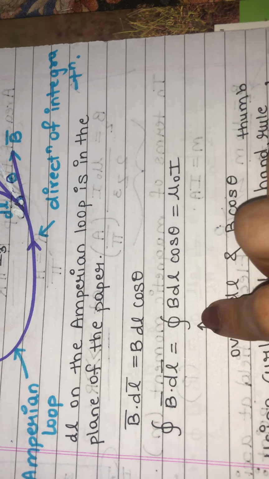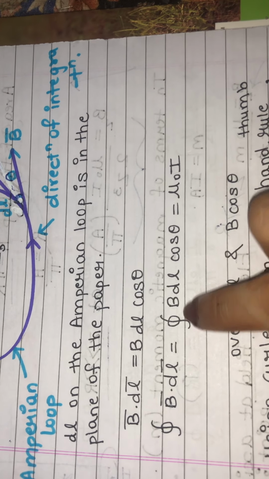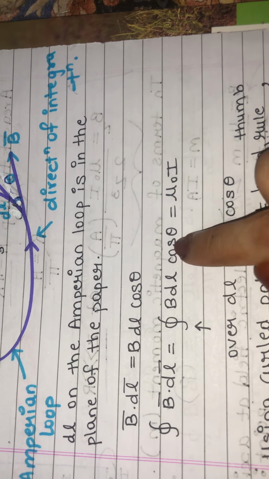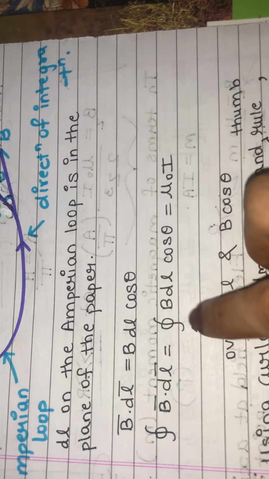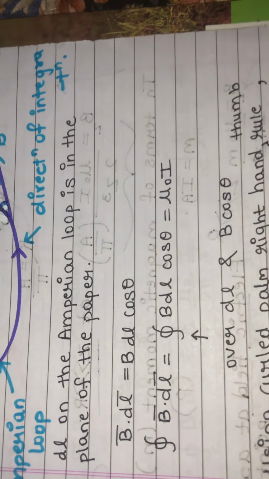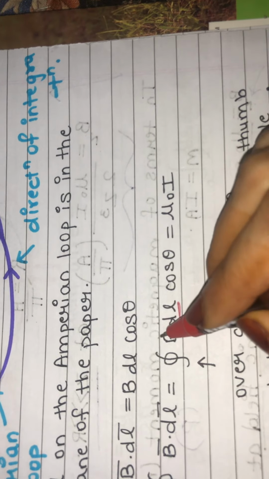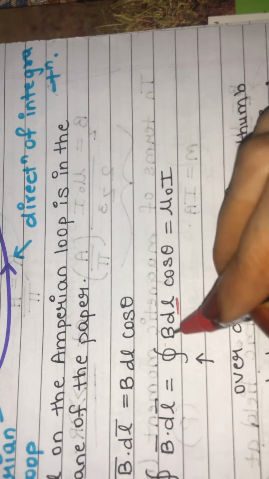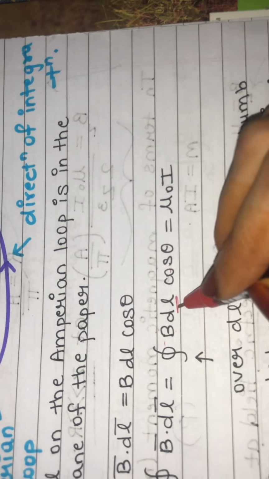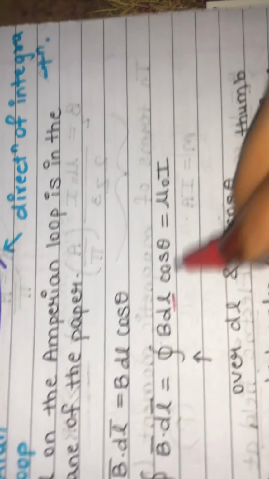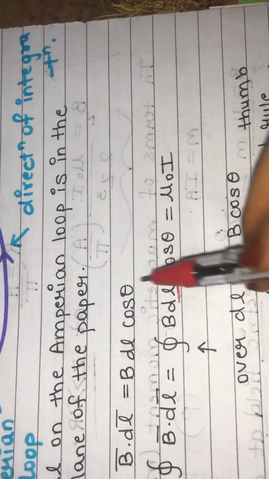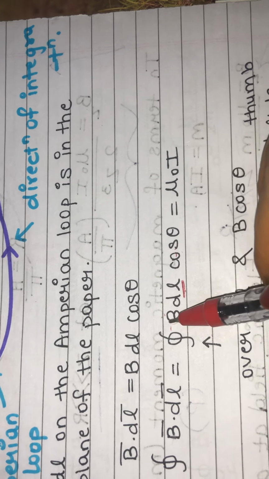Where is this integration? This integral is over b dl and cos theta. We wrote this term, so this integration came over what, on which terms? On dl and b cos theta. Okay, integral is over b cos theta and dl. Of course these terms are inside my integration, so of course my integration will be on these terms.